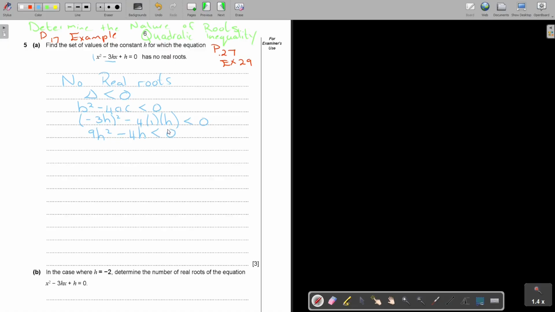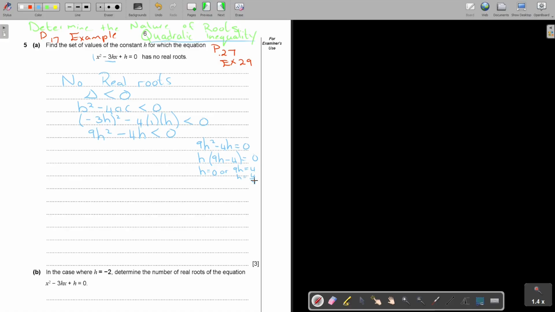Okay, now it's a quadratic inequality. Do you see that? So basically, I'd rather just do it on the side here. I'm making it an equation just to help me with the sketch. Okay, so I take h out as a common factor. So I have h(9 minus 4h), and that's 0. So h equals 0, or 9 minus 4h equals 0, so h equals 9 over 4.